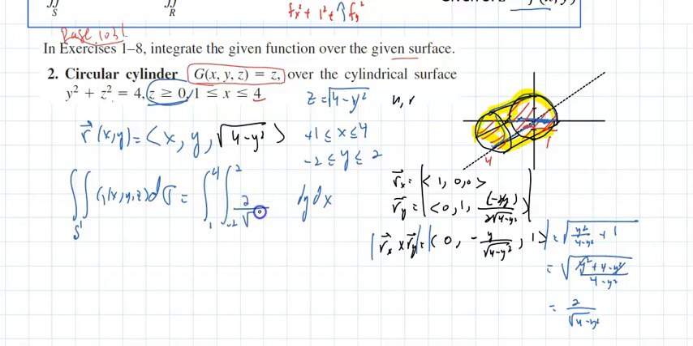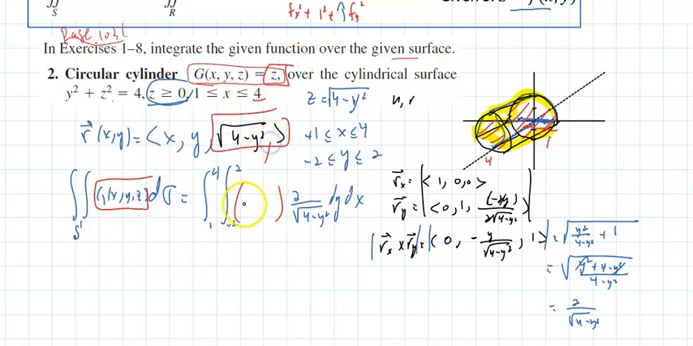2 over the square root of 4 minus y squared times g, and what's g? Z. What's z? The square root of 4 minus y squared. There it is. That's the difference between the previous section and this section. Only the right portion. You notice that those cancel out.